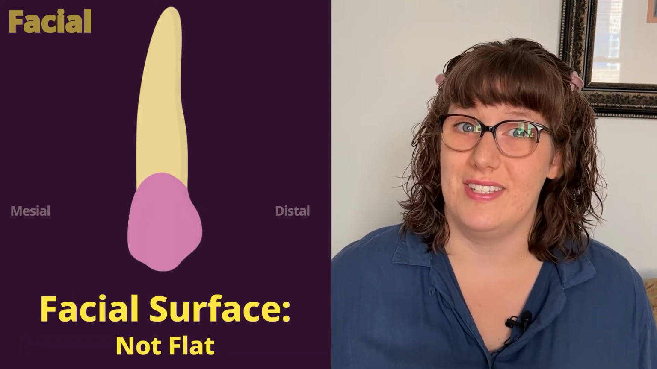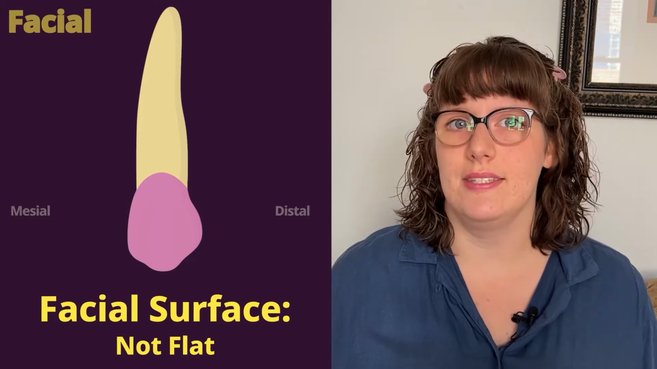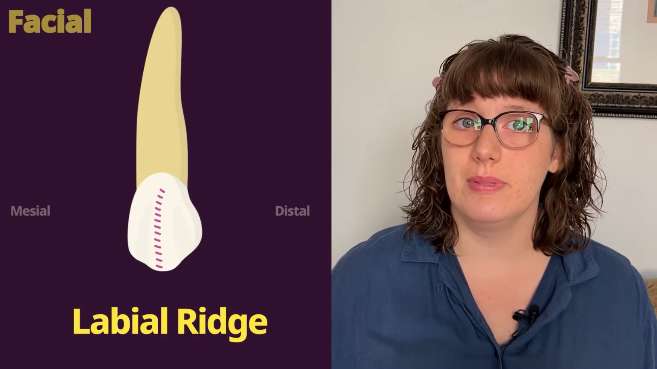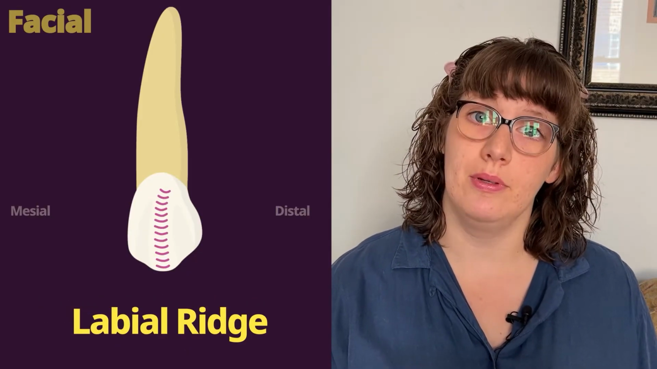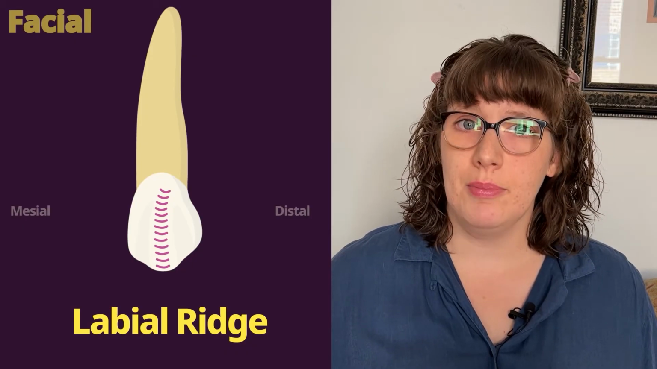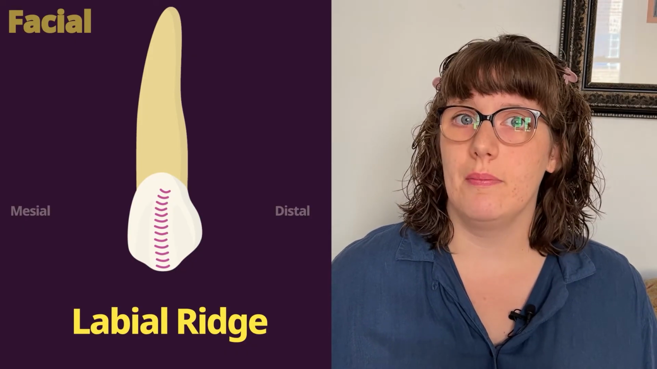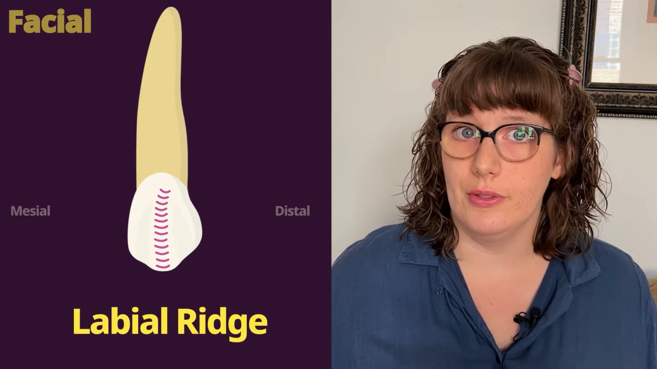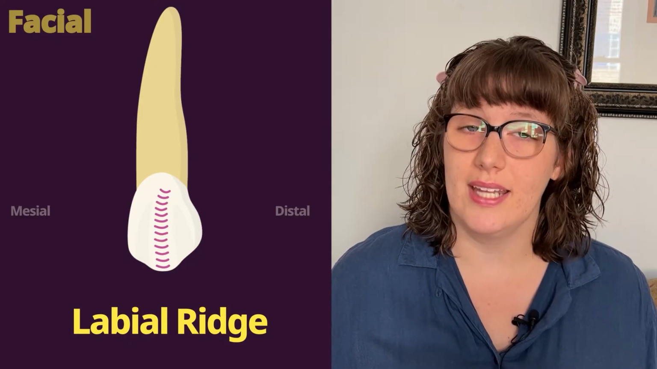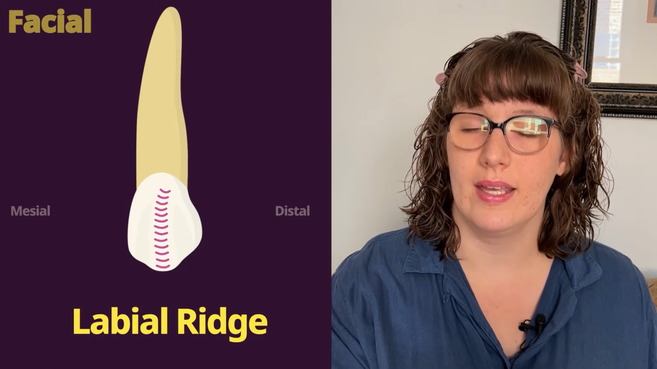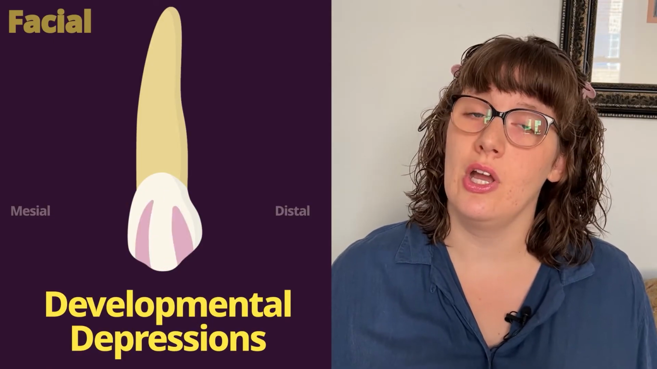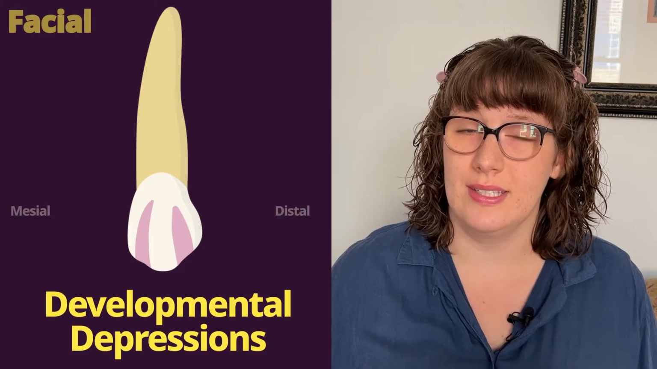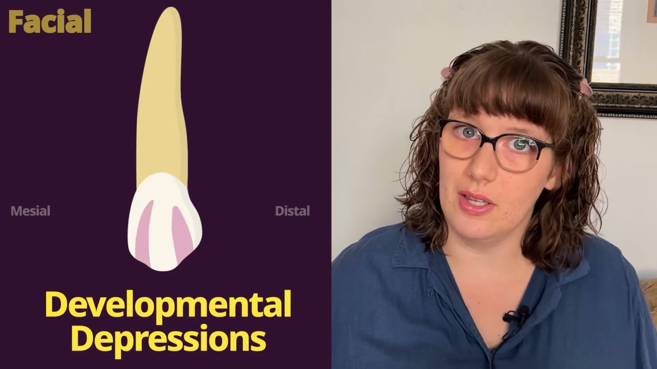The facial surface of the maxillary canine is not as flat as the incisors were. There's going to be a labial ridge running from the cusp tip to the cervical line. This labial ridge comes from the middle facial developmental lobe, the most developed of all of the lobes for the maxillary canine, and it includes that cusp tip. To either side of the labial ridge are developmental depressions that divide the 3 facial developmental lobes.